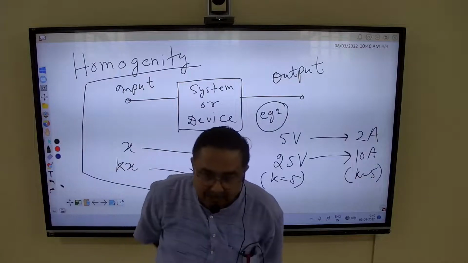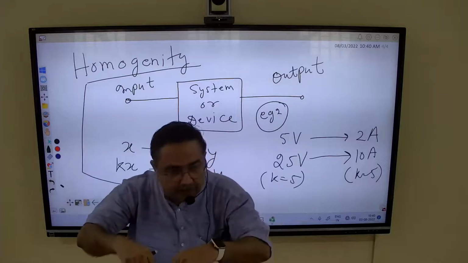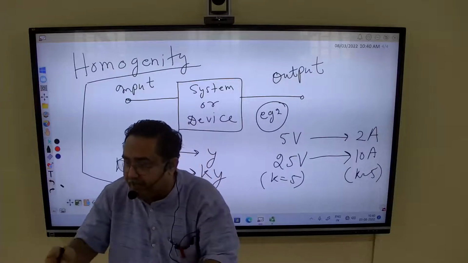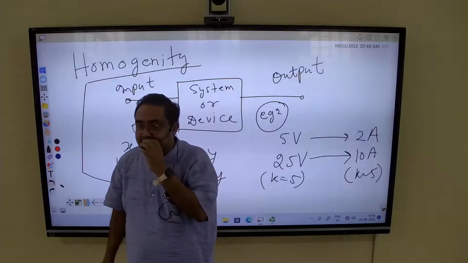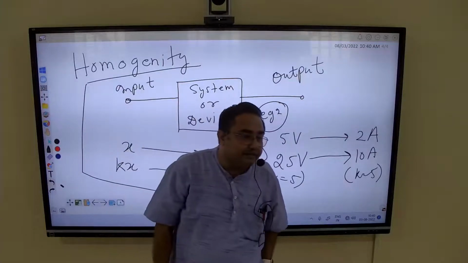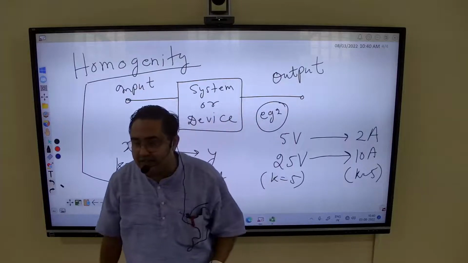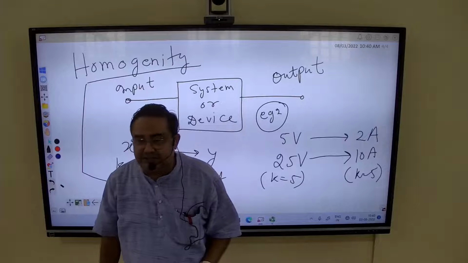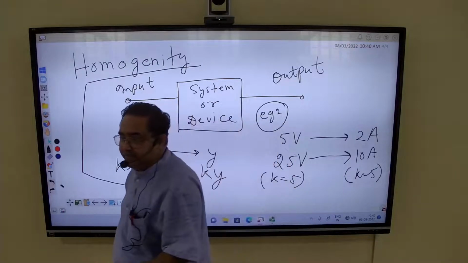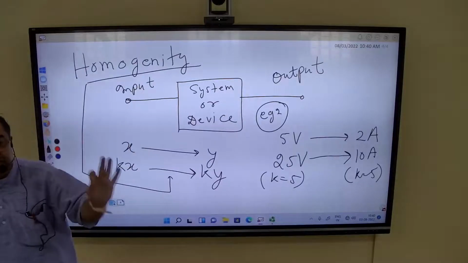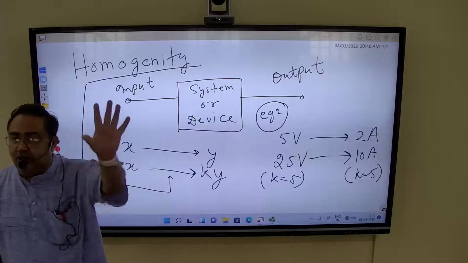This is clear. What is homogeneity and what is additivity? The system which obeys both principles, additivity and homogeneity, we say the system is linear. And if any of the laws fail, we say the system is non-linear. So how do you define non-linear? A system which does not obey the principle of superposition. This is clear or not?